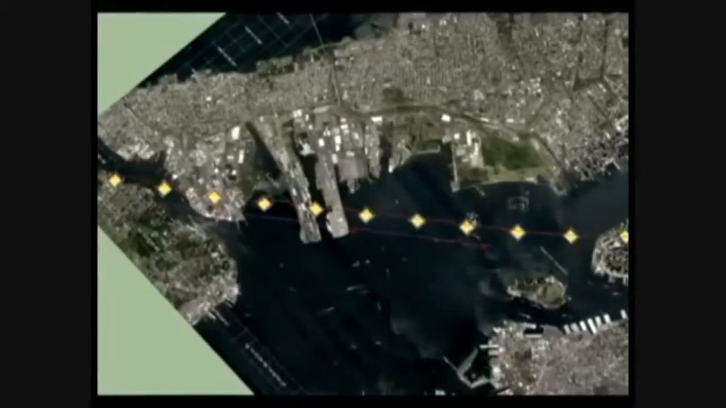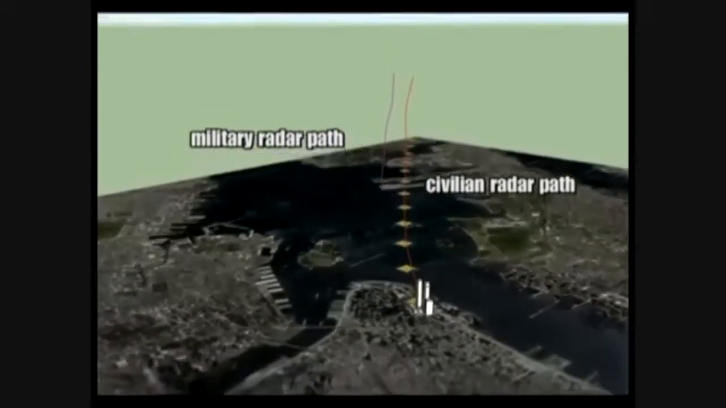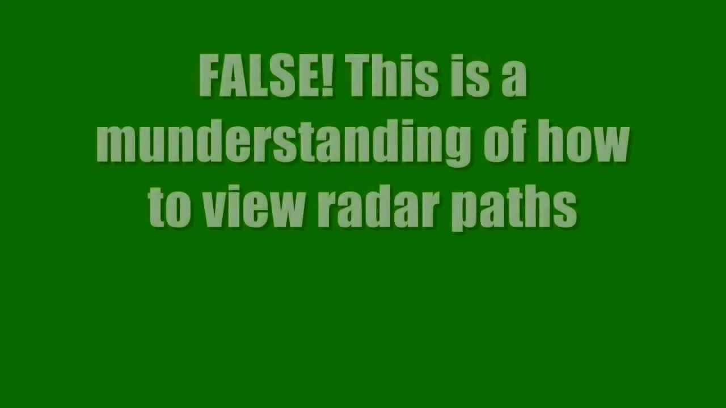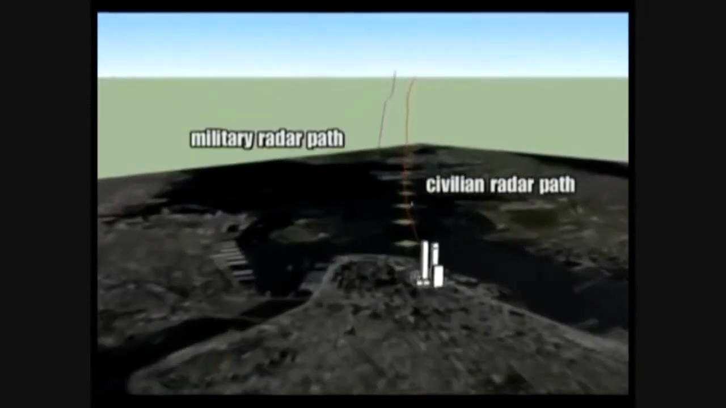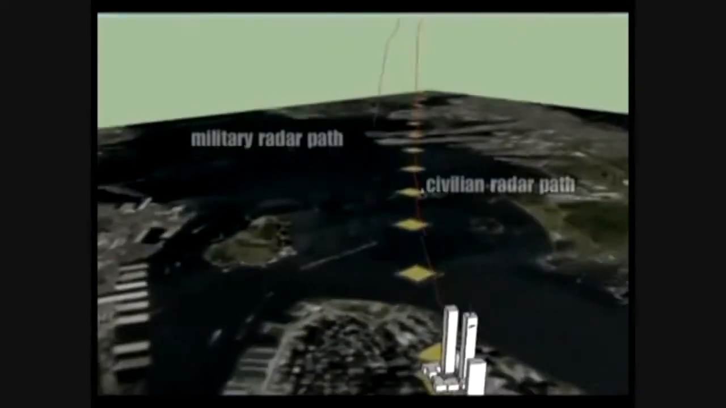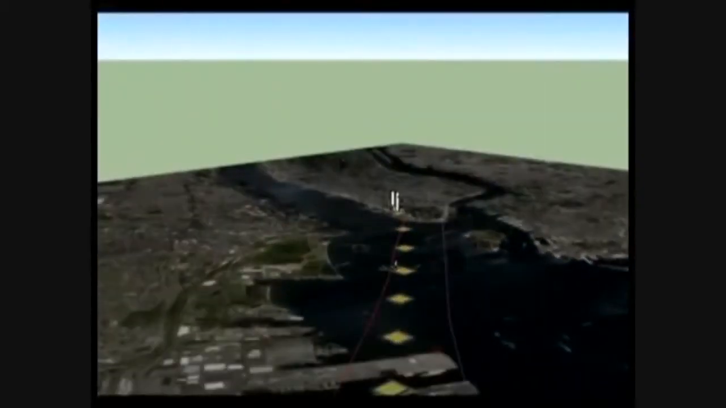Immediately, I realized there was a major discrepancy with the two paths. The military radar was suggesting an object travelled about 1,400 feet to the right of the official civilian radar. In fact, looking at the points on the military flight path, it looked as though the object would have flown past the towers, missing them by well over 1,000 feet.